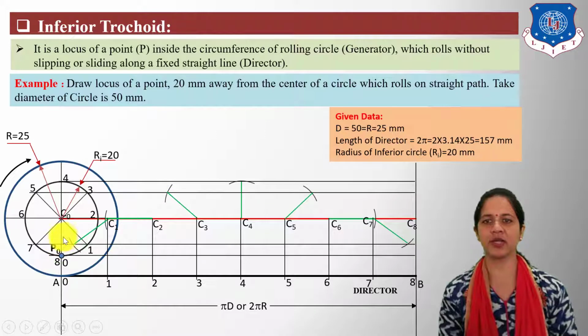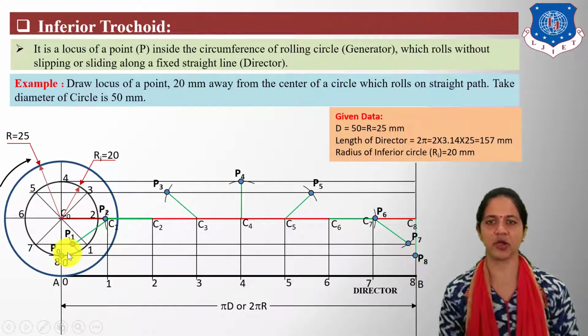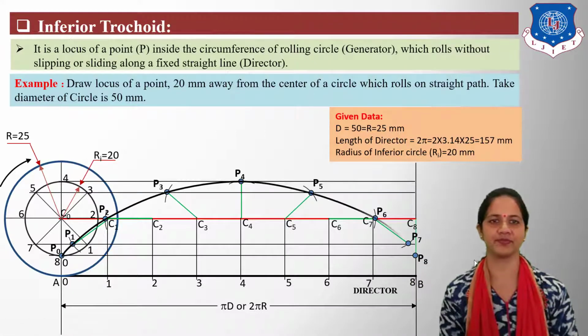Mark here the locus points as P1, P2, P3, P4, P5, P6, P7 and P8. Join all these locus points freehand in the form of a curve. So, this is the inferior trochoid.